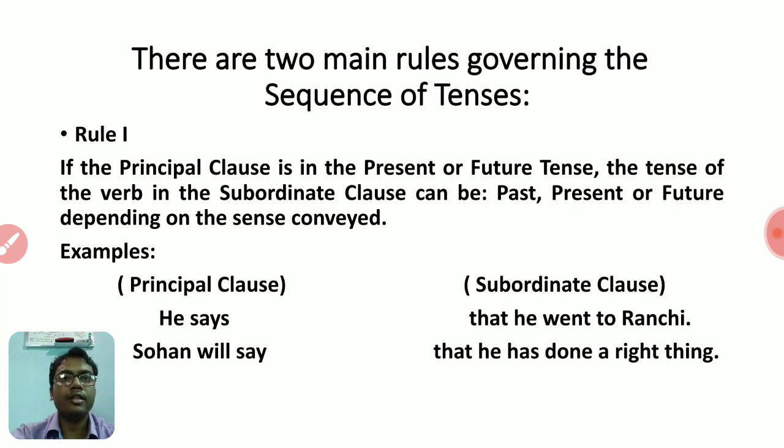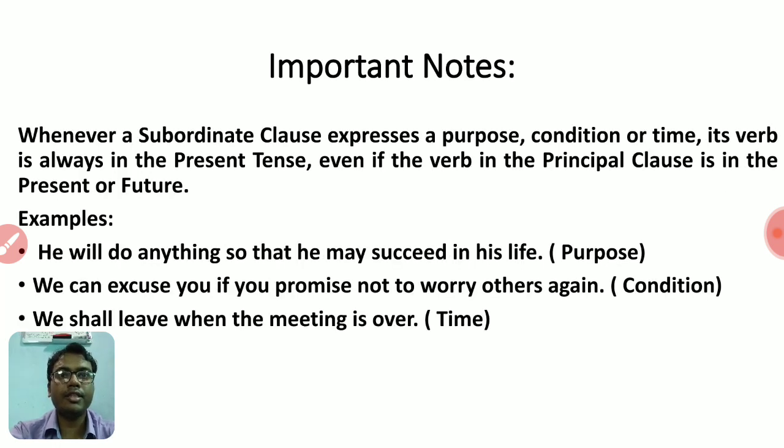Let's see the next example. Sohan will say that he has done a right thing. Now here you see "Sohan will say", this reporting verb is given in future tense, and in "that he has done a right thing", the verb of the reported speech is given in present perfect tense. Here sense is used. Okay, and that is why the sentence is: Sohan will say that he has done a right thing. Let's see the next slide.